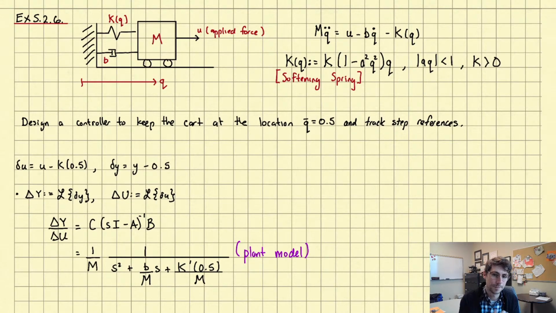All right. Then we define these symbols, capital delta Y and capital delta U, to be the Laplace transforms of these quantities. And we've got the transfer function. Okay, in this case we plugged it into our formula we just discussed, and we ended up with this expression here.